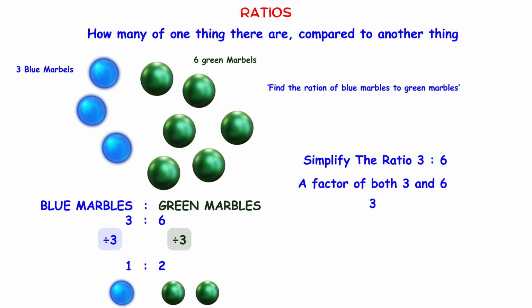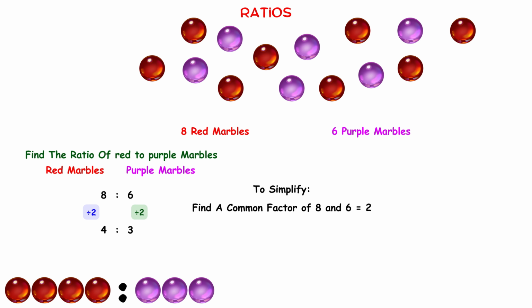As a second example, let's look at this group and try to find the ratio of red to purple marbles. So here you can see that we have 8 red marbles and 6 purple marbles. So our ratio of red marbles to purple marbles would be 8:6.